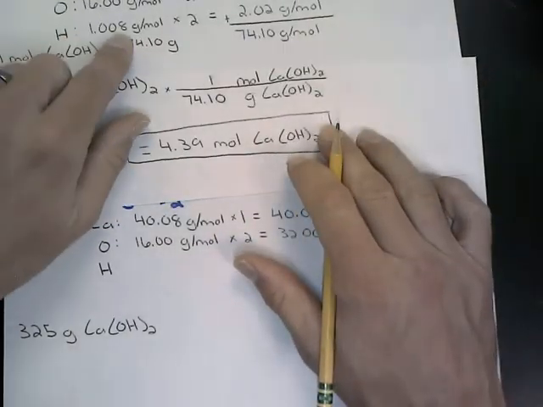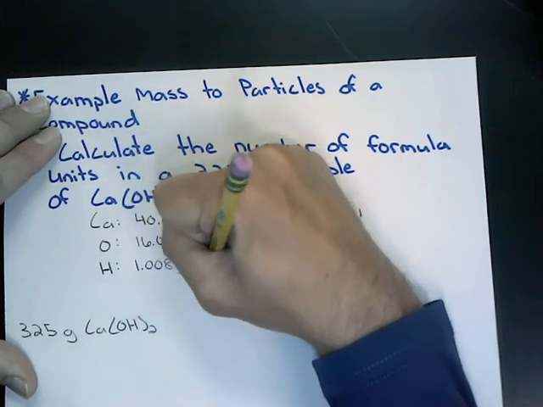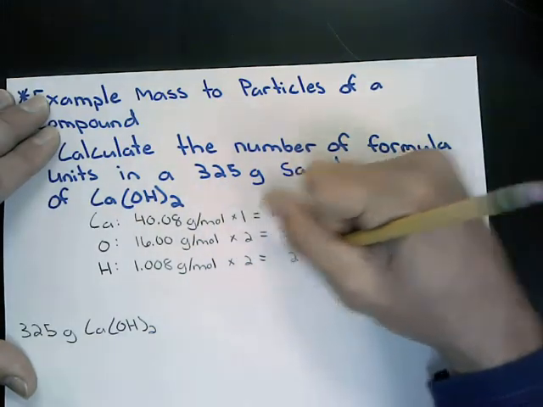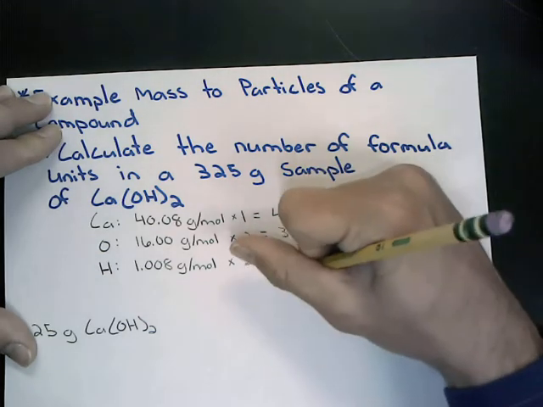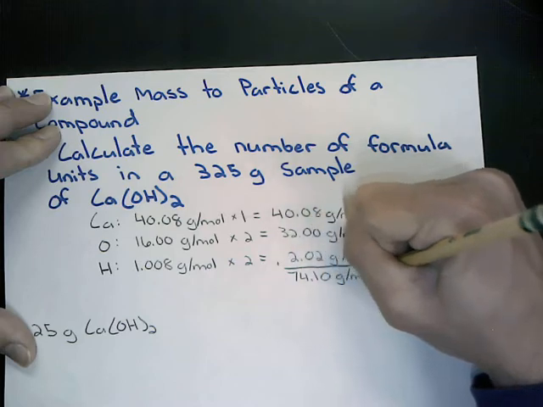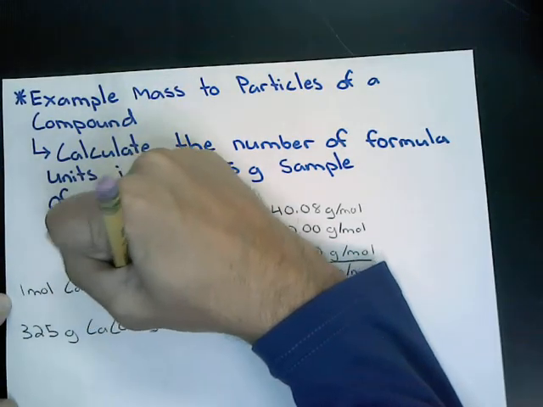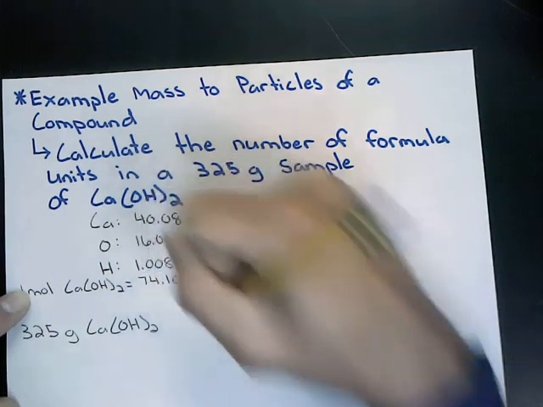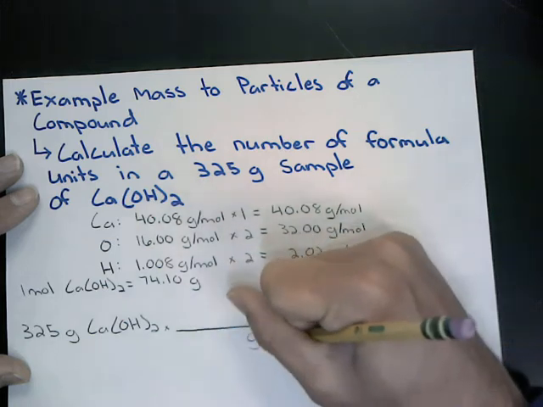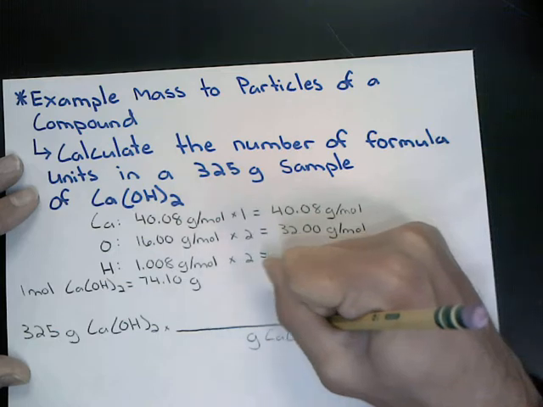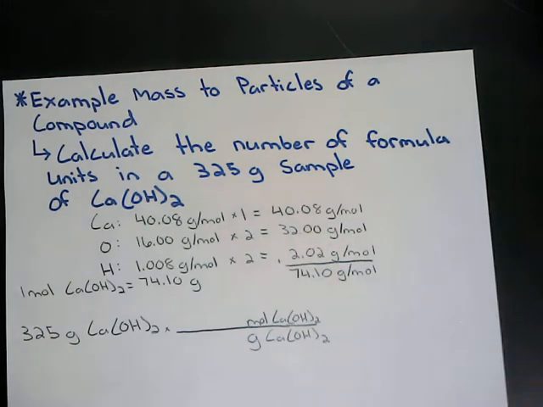Hydrogen had a molar mass of 1.008, and I had 2 of them. So I take 1.008 grams per mole and multiply that by 2, and that got me 2.02 grams per mole. Now I added all of these together, and I got a molar mass of 74.10 grams per mole. More importantly, that meant that every 1 mole of calcium hydroxide is equal to 74.10 grams. So we went through the conversion exactly like how we did it here. We cancel out grams of calcium hydroxide on bottom, and we're left with, on top, moles of calcium hydroxide. This is really important that we do this step first. This is steps 1 through 4.